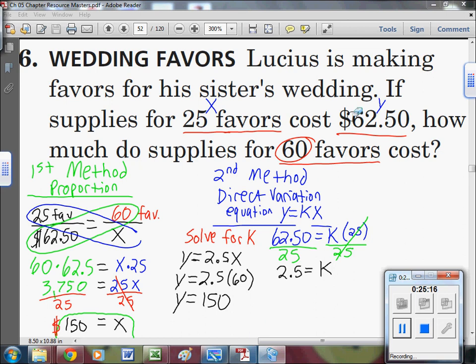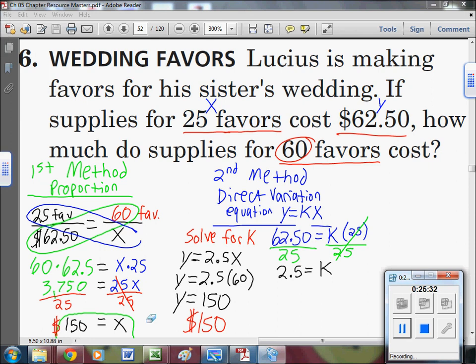Y equals 150. And so Y represented the dollars, so the amount we found out is dollars. So that tells us $150. And hey, that agrees with what we did over here with the proportion method.